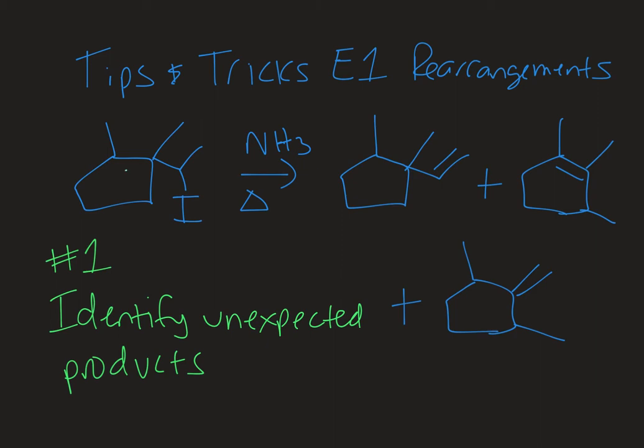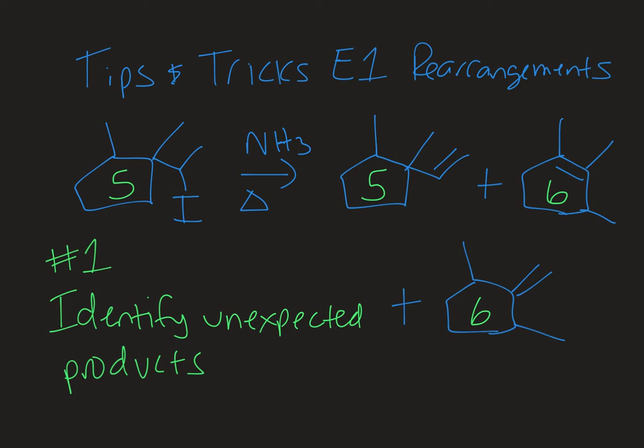So we started out with a 5-membered ring here, and here we have a 5-membered ring, and here we have a 6-membered ring, and this is also a 6-membered ring. So it's not enough to just look at the size of the ring. You also have to look at the connectivity of the other substituents.